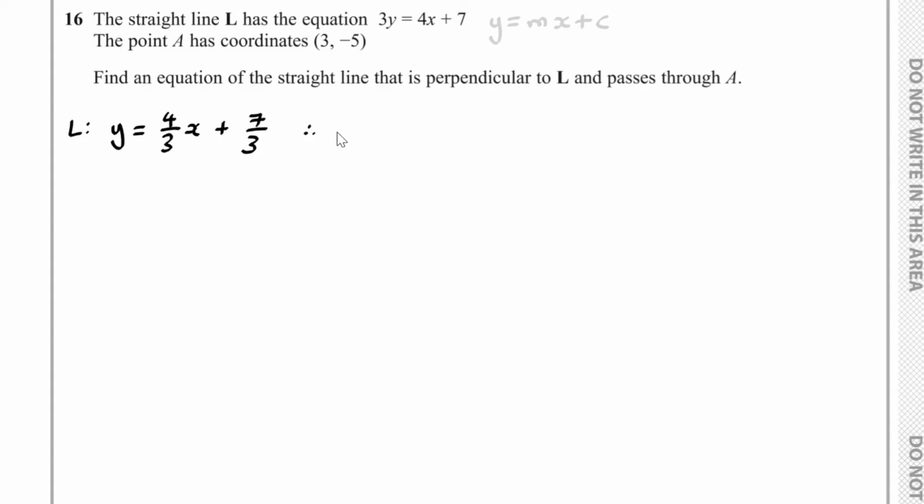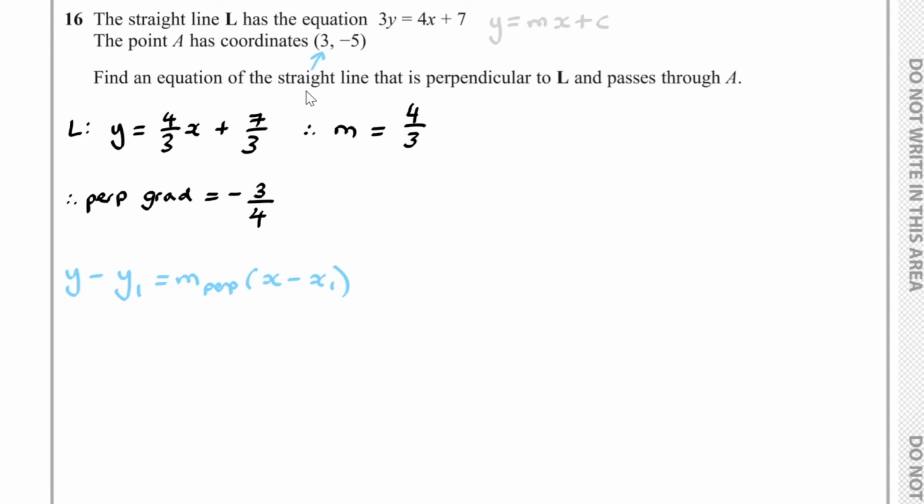So therefore the gradient is equal to 4 over 3. So therefore the perpendicular gradient is going to equal minus 3/4, the negative reciprocal of 4/3. Now, we can find out the equation of the straight line by using the formula y minus y1 equals m lots of x minus x1.